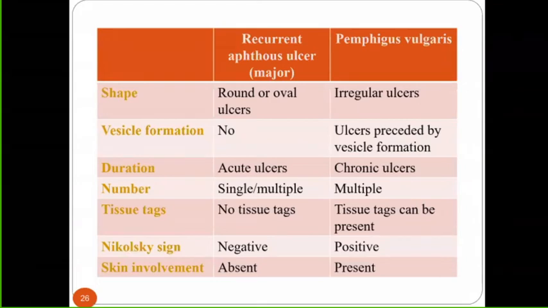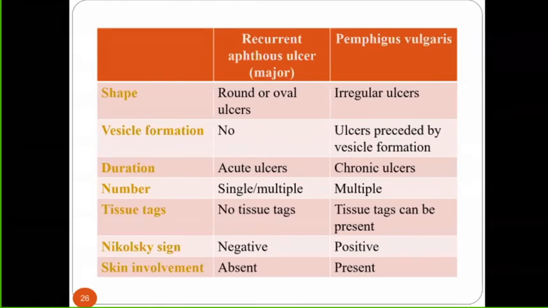You must have heard of pemphigus, okay? So it is a mucocutaneous disorder. That means it can happen in the oral cavity as well as on the skin. Pemphigus vulgaris. The major differentiating factor is vesicle formation. Again, in pemphigus you will have vesicles, they rupture and then the ulcer is formed. While in abscess there are no vesicles.